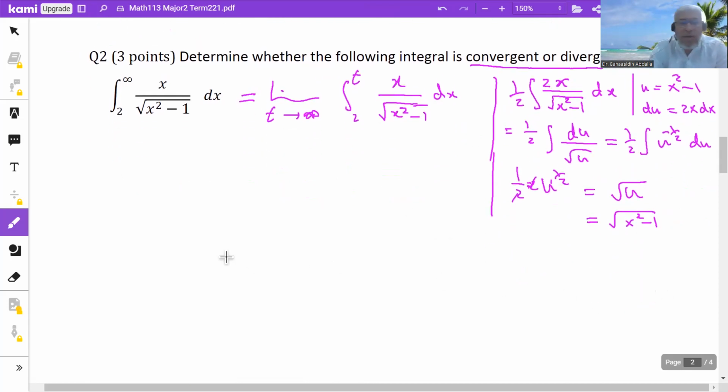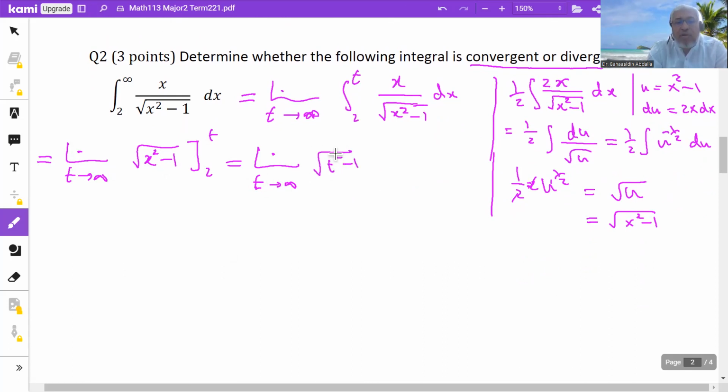So this would be equal to the limit as t approaches infinity of square root of x squared minus 1, that's the integral from 2 to t. So first I replace x by t, so I'll have square root of t squared minus 1, okay, and minus square root. Now I replace x by 2, 4 minus 1 is 3, so I'll have this.